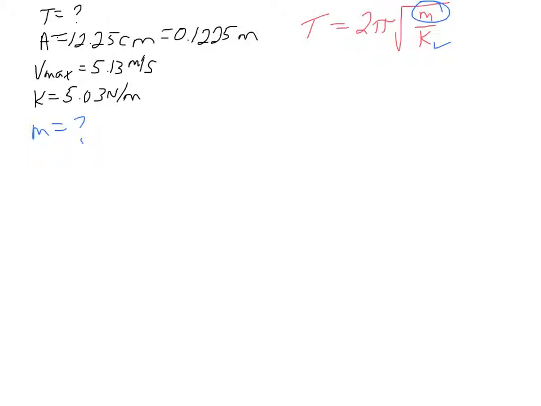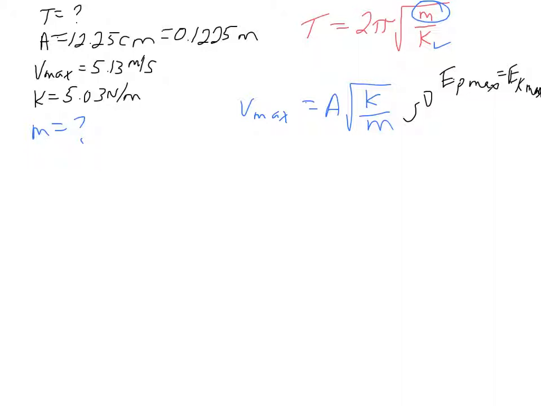Look on our data sheet, you'll notice that we have the formula Vmax equals our amplitude multiplied by the square root of k over m. Just a reminder from our past lesson that this formula was derived from the fact that our EP max is going to be equal to our EK max. And that comes from the fact that we can say that our EP max is going to be half kx squared and our EK max is going to be half mv squared.